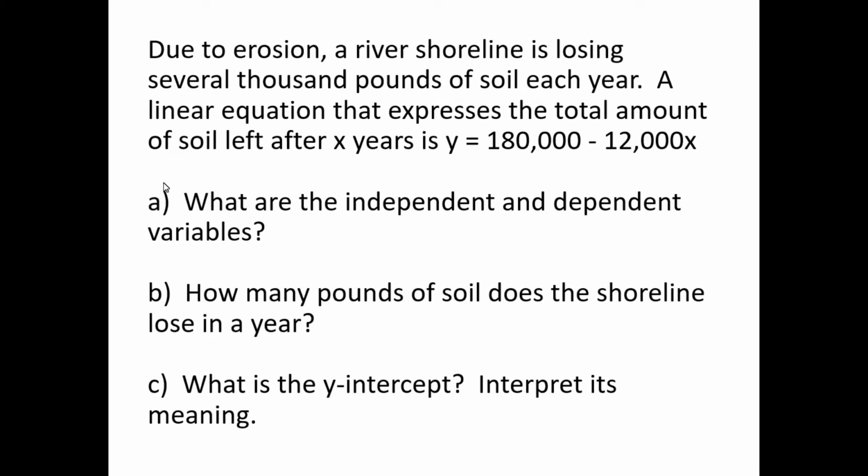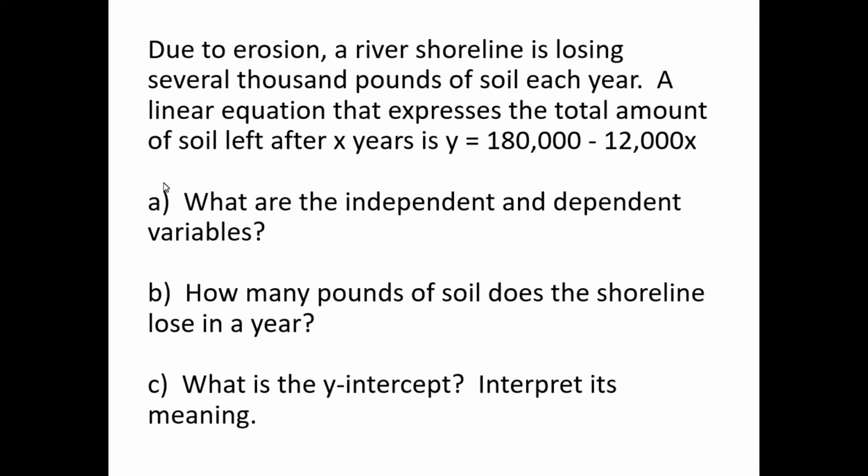The independent and dependent variables: here the number of years that have passed determines how much soil is left on the river shoreline. So I would say that the independent variable, the one that we get to choose, is number of years, or just years. And the dependent variable, the result of that, is pounds of soil left on the shore.